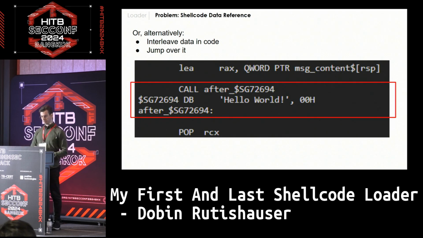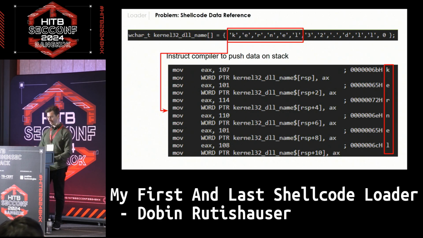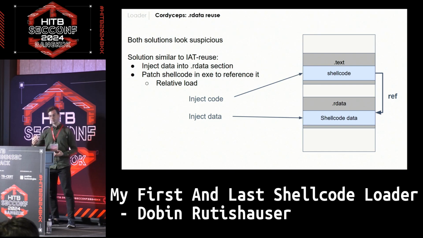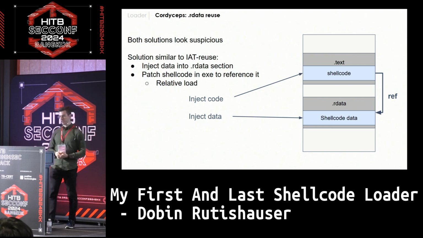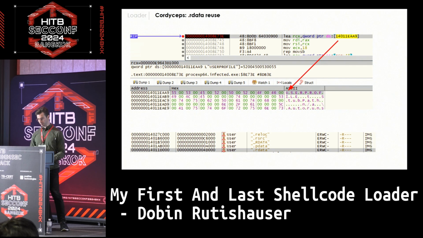So here you have the string hello world, and you jump over it. Both solutions, where you interleave it and this ugly byte pushing into the stack, I also assumed are very signaturable, so I wanted them gone. So I just do it like a normal program. I inject the data my shellcode is using into the .rdata section and fix up the shellcode in the binary so it references the data how it should.